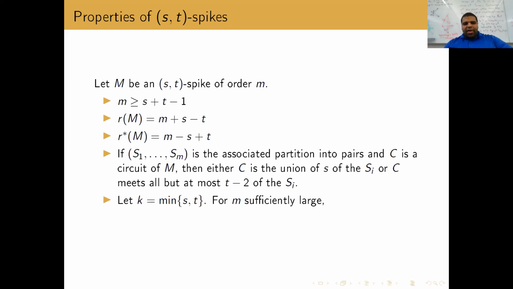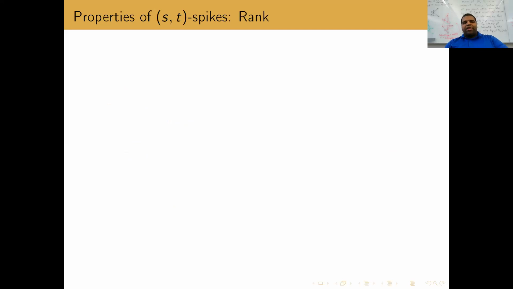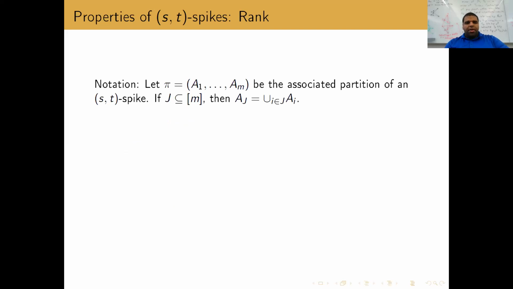And then with connectivity, if the size of our spike is sufficiently large, and K is the minimum of S and T, then M is going to be 2K minus 1 connected. Okay, a couple more slides with some more properties. The point of these 2 slides is that we know how to compute the rank of a set of pairs and the connectivity function of a set of pairs. So that's the point, but I'll just go through the results real quick.